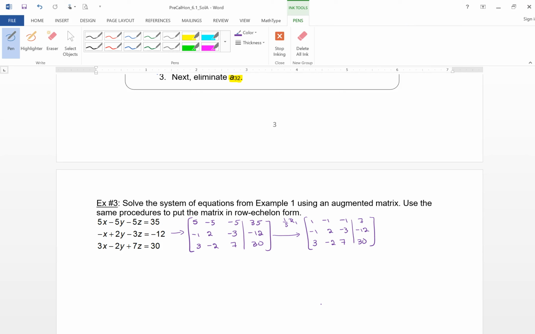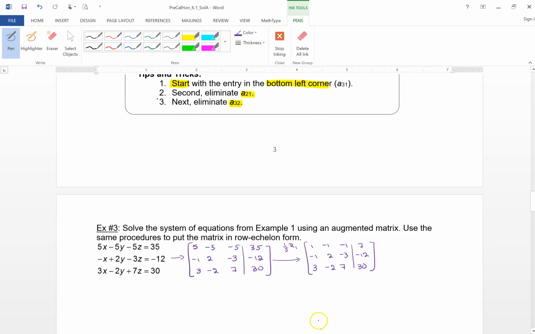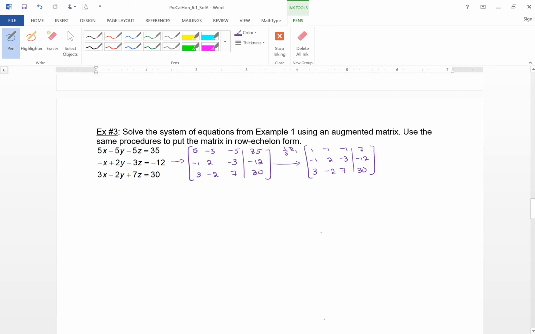Okay, so here I said in my tips and tricks, and that's what this is. They're basically tips and tricks. Start with the entry in the bottom left corner, so this one. Start by making that a 0. And then I move to the one right above, and then I move to the one to the right. Okay, so that's the order that I like to do it. Now, I want to get a 1 here. Here are a couple more tricks that you can do.